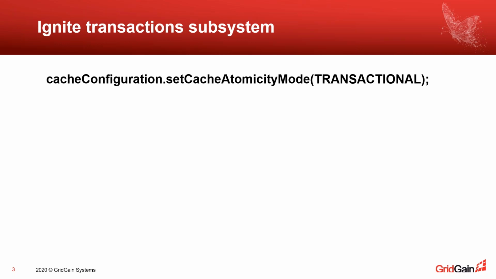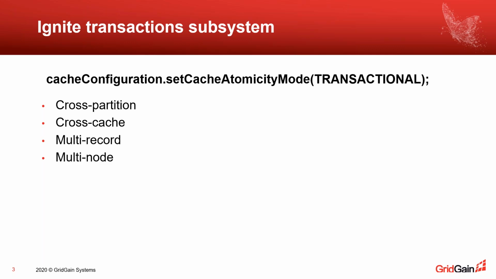And actually, what we will be discussing today is a mode which you can specify for every Ignite cache. You can pass transactional to the cache atomicity mode, and thus all your operations that use this cache will be transactional. This gives you an option to do transactions which are cross-partition. You can access several partitions, also cross-cache, multi-record, multi-node. So it's complete distributed transactions. It can span any amount of data that you want.